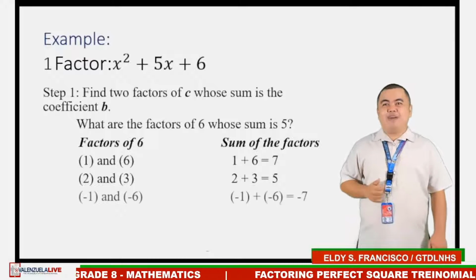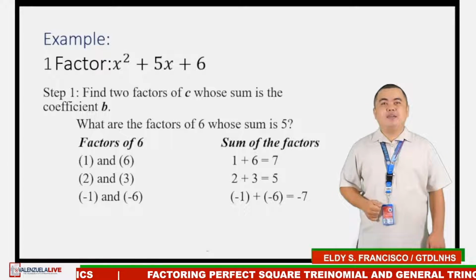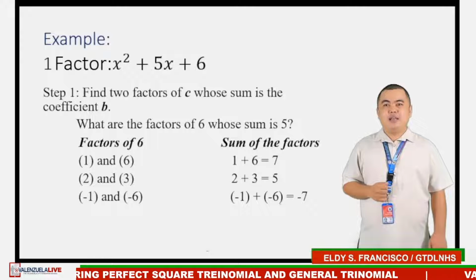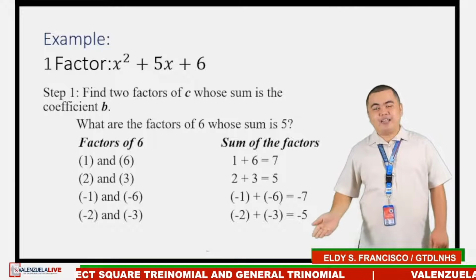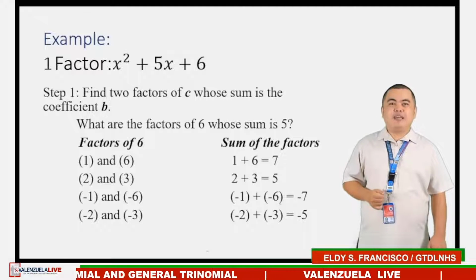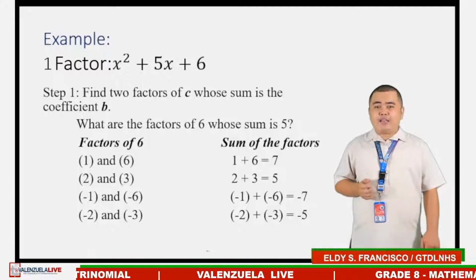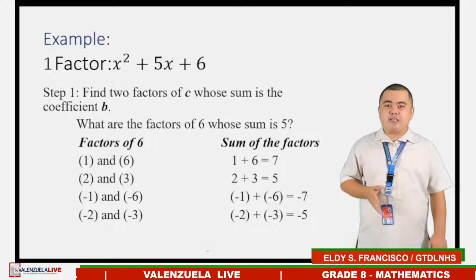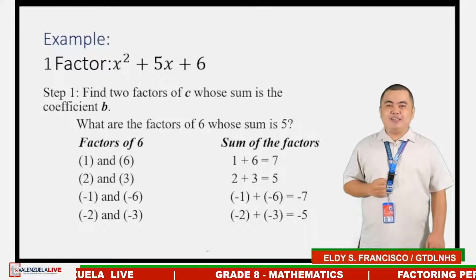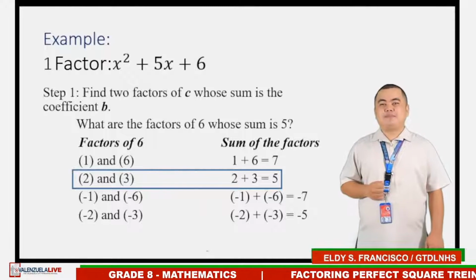And we also have negative 1 and negative 6. Negative 1 plus negative 6 equals negative 7. And we have negative 2 and negative 3. Negative 2 plus negative 3 equals negative 5. And now I think we have the factors of 6 whose sum is 5. Yes, very good. That is 2 and 3.